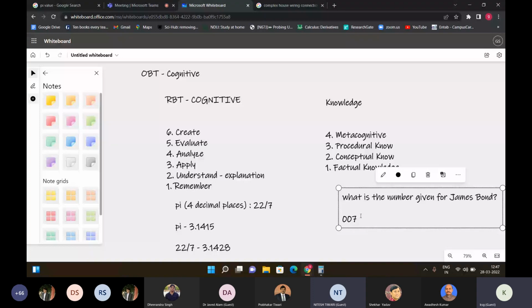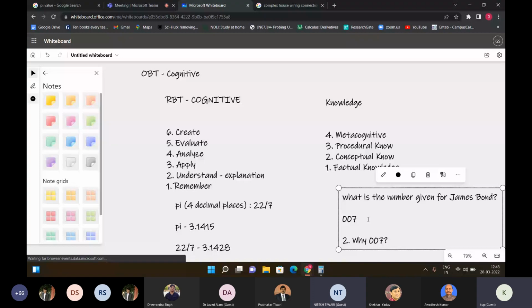Now the second question: we asked a set of students the same question, why 007? Why has this number been given to James Bond? Because there are infinite numbers, James Bond could have been given some other number. Some students said the 7 looks like a pistol, a gun, so they should have gone for it. And some said that other people may be occupying the other numbers, so James Bond is given this number.